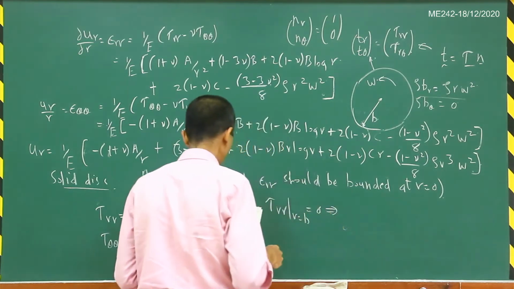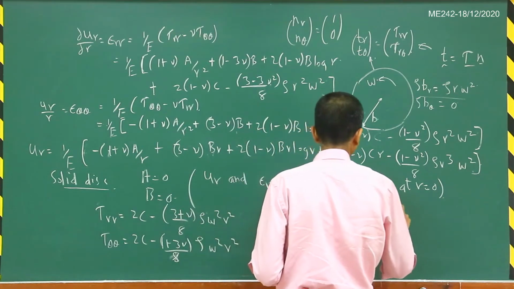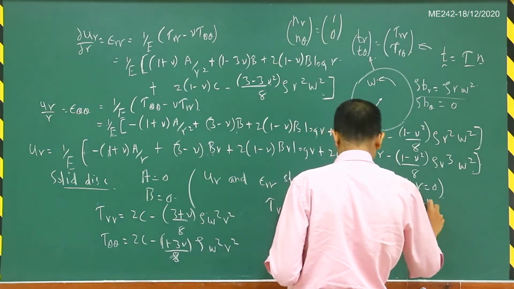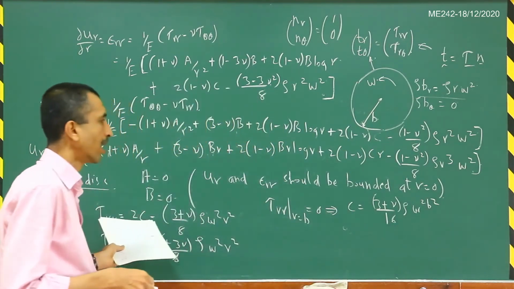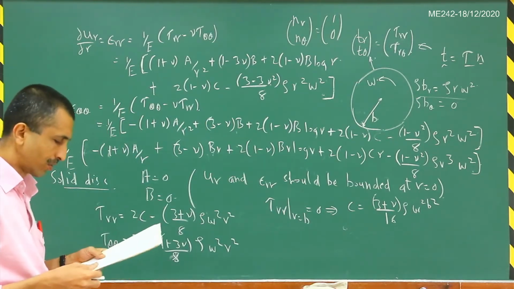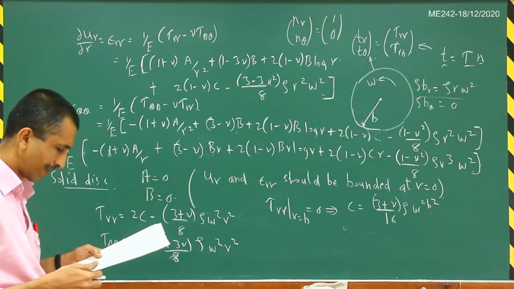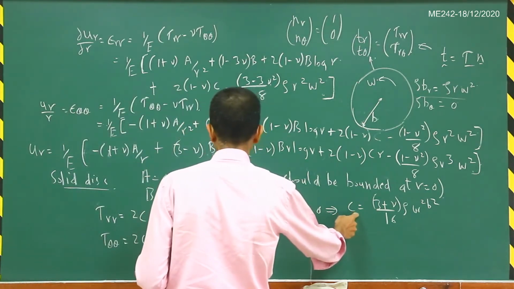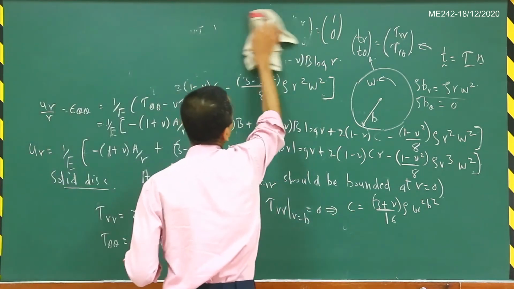This will imply that c is equal to (3 plus mu) divided by 16 of rho omega square b square. So this is the expression for c, and c is the only unknown constant, and so we have found it out. Now once we find out c, then the entire solution is known here, right? So let us look at the expressions that we get now. If I substitute this expression for c in the expression for tau r, then this is what we'll get. Let's write that here.